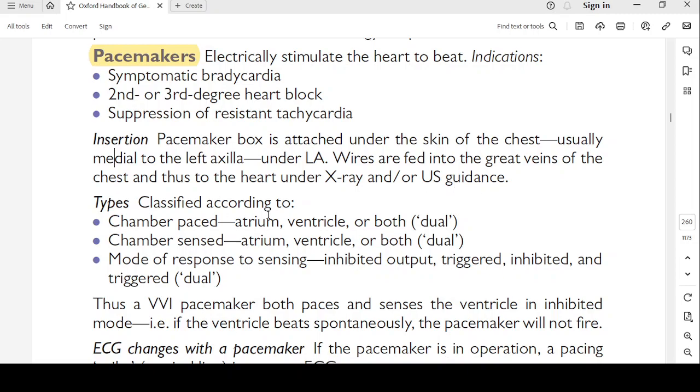Types are classified according to chamber paced. So pacemaker, that is either an atrial pacemaker, ventricular pacemaker or dual chamber pacemaker. Chamber sensed, atrial, ventricular or dual chamber. Mode of responding to sensing, inhibited output, or triggered, or inhibited and triggered, that is dual.